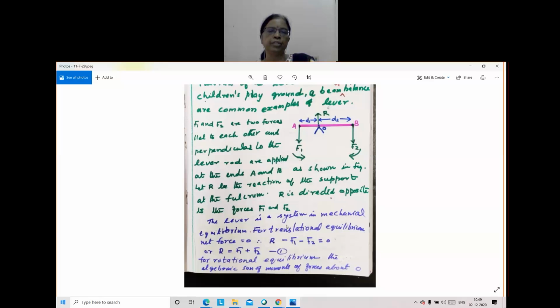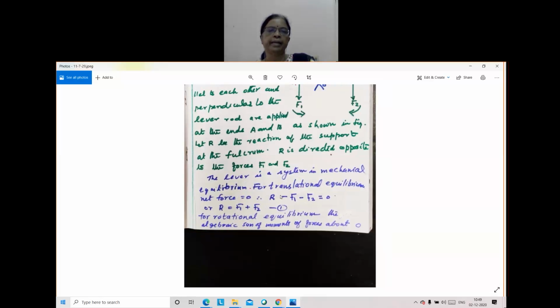Net force 0. That condition is written here. Net upward force is taken positive, downward forces are taken negative. So R minus F1 minus F2 equal to 0, or R equal to F1 plus F2. The body is in translational equilibrium.